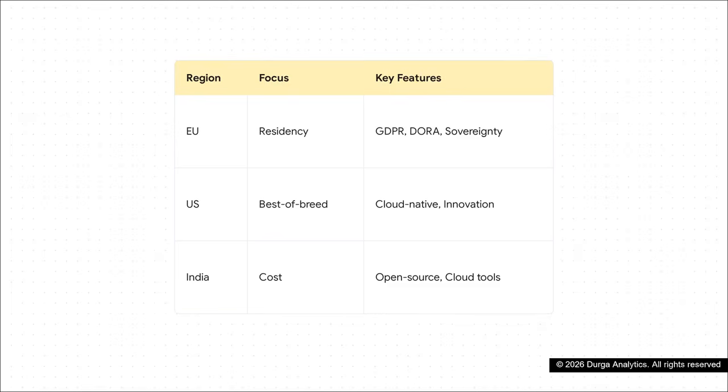Conversely, the United States focuses on a best-of-breed approach, leaning hard into a rich commercial ecosystem, seamless cloud-native integration, and fast vendor innovation. Meanwhile, over in India, the primary focus is often on total cost and localization, which shapes choices heavily toward open-source growth and native cloud provider tools. Knowing your region dictates your entire tooling priority list.